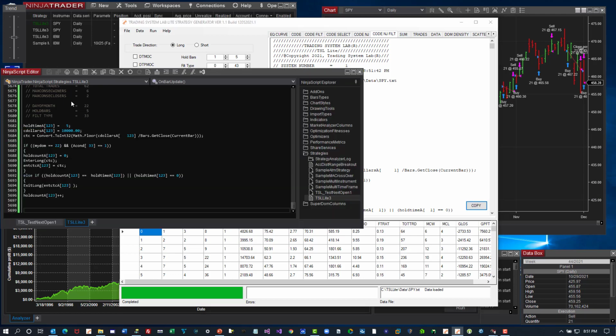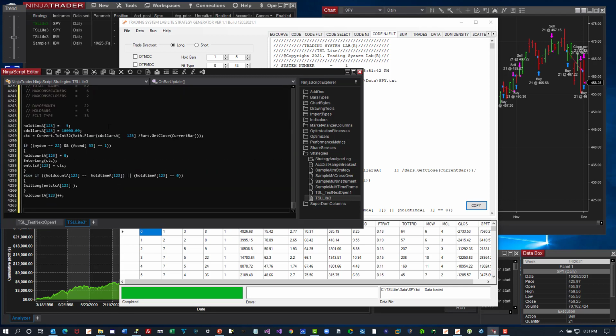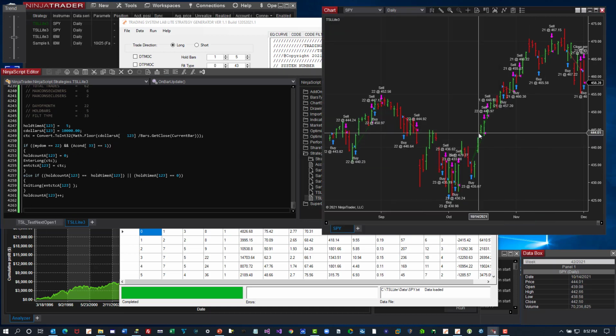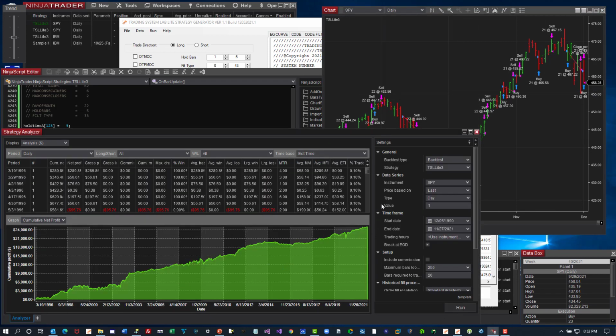Copy that trading strategy, go back to the editor, erase what I had, copy in that new code, compile it. It compiled. Go to the chart, rerun the data on the chart. It's run, and now I can rerun the backtest, and there's the backtest of the deconflicted system.